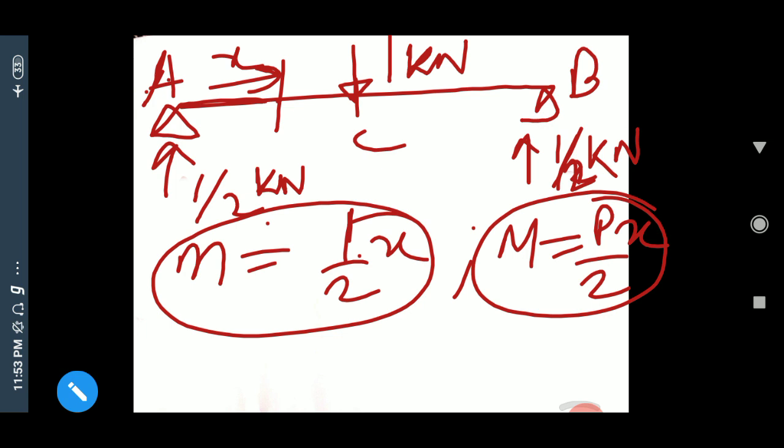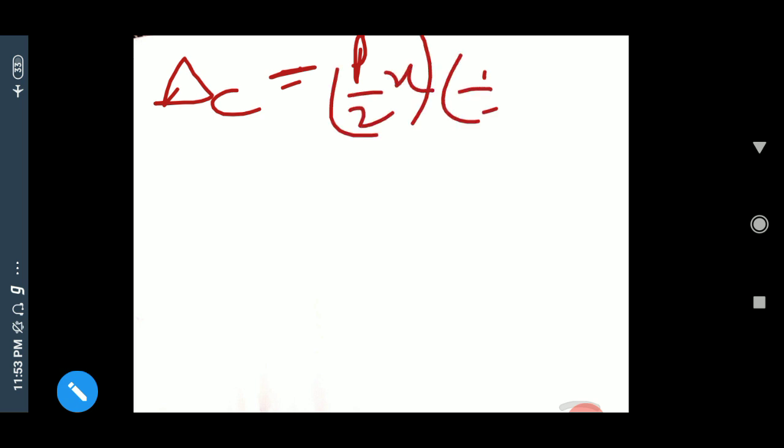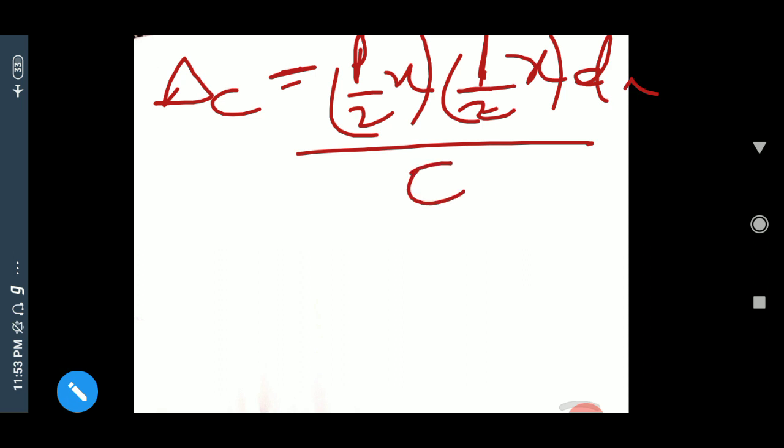So we will put the value in equation 1 and we will derive delta equals integral of M m dx by EI, integration from 0 to L, total length of the beam. So let's put the values, and after putting the values we will obtain deflection at C is equal to integral of P by 2 into x into 1 by 2 into x dx by EI from 0 to L.